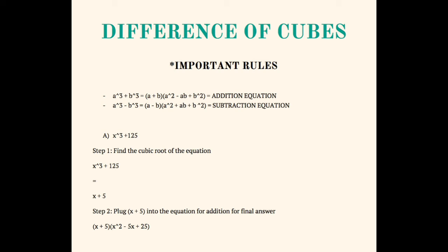And step 2. Plug x plus 5 into an equation for addition for the final answer. Open parentheses x plus 5 close parentheses, open parentheses x to the power of 2 minus 5x plus 25 close parentheses.